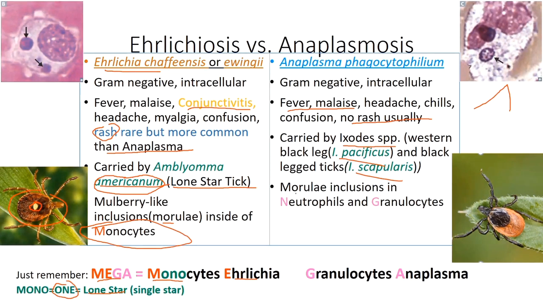And remember, morulae for this guy are going to be in your neutrophils and granulocytes. So your granulocytes are for anaplasmosis, and that is your megaberry. And here is your Ixodes tick. Remember, smooth, round, almost like an eclipse-like tick. And here are your morulae in the pictures at the top.